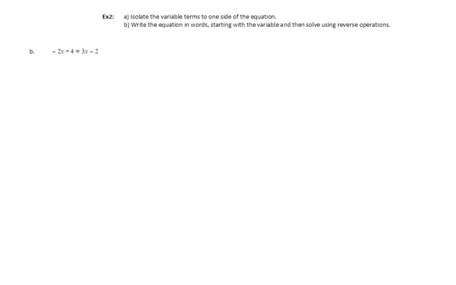Alright, example 2b. So I'd like you to pause this video, take some time to try this out yourself. You're going to isolate the variable terms to one side, so bring all of the variables to one side, and then write the equation in words starting with a variable. So I'd like you to try this question out yourself. Take a few minutes to pause the video, and then we'll take it up together.